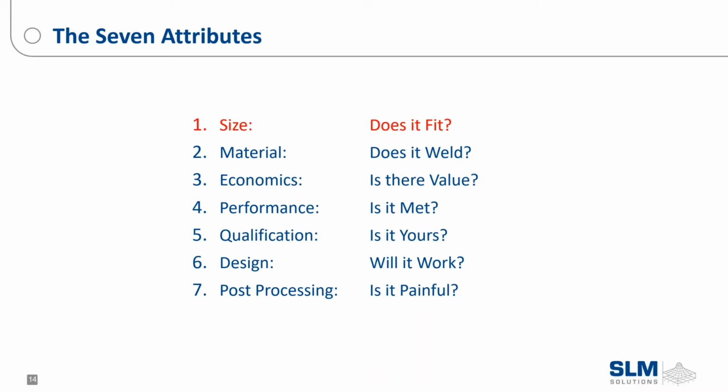Economics: is there value? Do we want to build this part because it's going to save you money, or do you want to build this part because it's cool and you just need to get into additive? That's a question we need to ask. Performance: does the material being made out of the SLM system meet the performance values of the requirements of the part that you need? Qualification: is it yours? Are you the design owner of this part? Does this part require to be made in additive, or does it not? And design: will it work? We like to say that we can print anything, it's just that some parts don't make sense. We can get into that a little bit later.